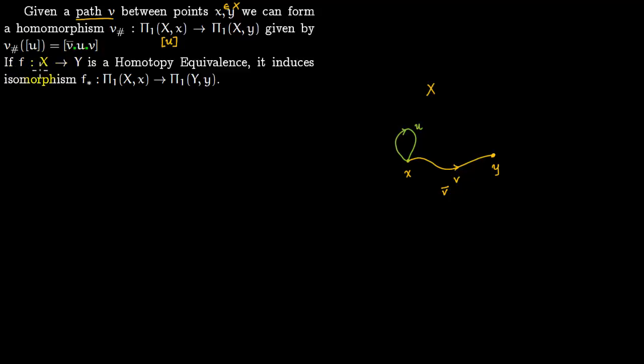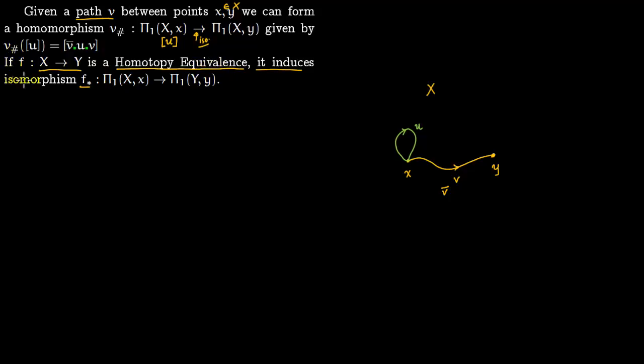So this is the theorem we want to prove. If f from X to Y is a homotopy equivalence, then it induces an isomorphism f star between the fundamental group of space X and the fundamental group of space Y. Another important point: if x and y are in the same path component of the space X, then you have an isomorphism here, and we talked about this in previous lectures.